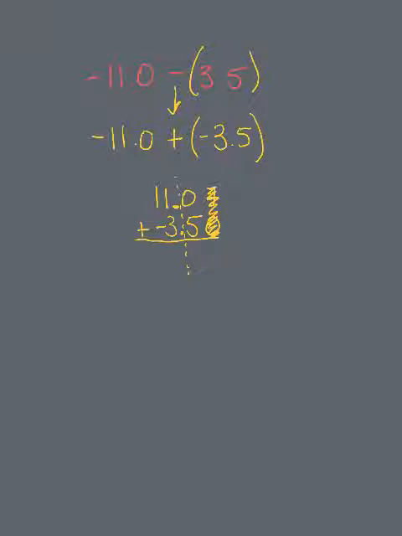So same signs, add and keep. Ignoring my negatives for the moment, we're going to add: 0 plus 5 is 5, keep the decimal, 1 plus 3 is 4, carry the 1, and now we add and then we keep the sign, and the sign is a negative sign. So here we have negative 14.5. That is our answer. So go ahead and practice the problems that I have for you on your worksheet. We'll be back soon with a review of the answers.